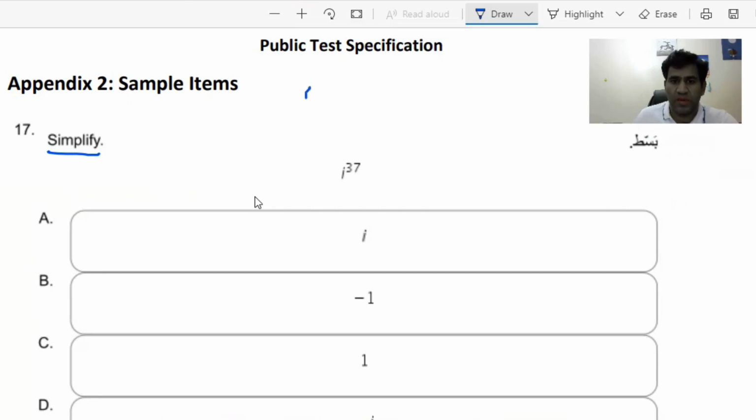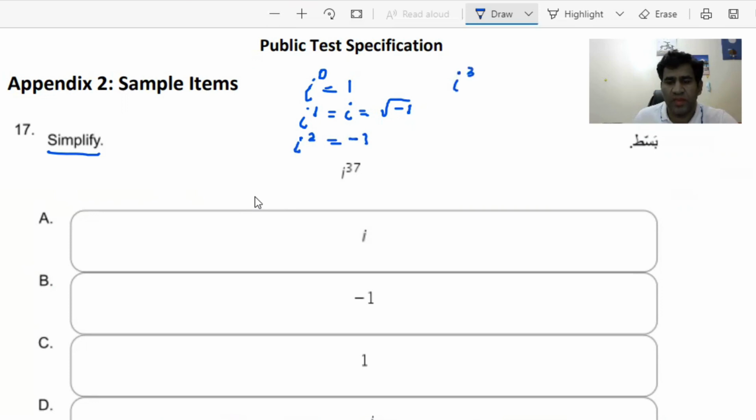Always remember, i to the power 0 is 1, since any number to the power 0 is 1. i to the power 1 is just i itself. We say i is root of -1, isn't it? So i is considered an imaginary term and its value is the square root of -1. So i to the power 2 is -1.